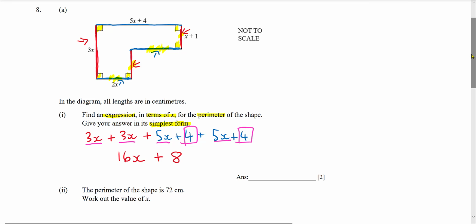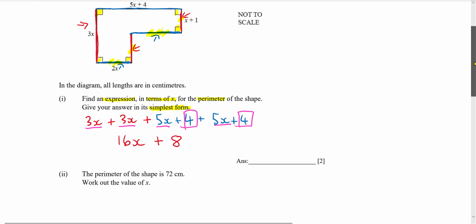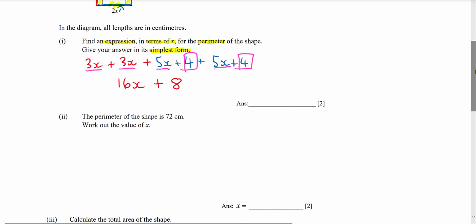So for part 2, we're told the perimeter of the shape is 72 centimeters, and we need to work out the value of x. If we scroll down a bit, we'll do our working. We know an expression for the perimeter is 16x plus 8, and that is going to be equal to 72. Now if we subtract 8 from both sides, that will get rid of that 8 there.